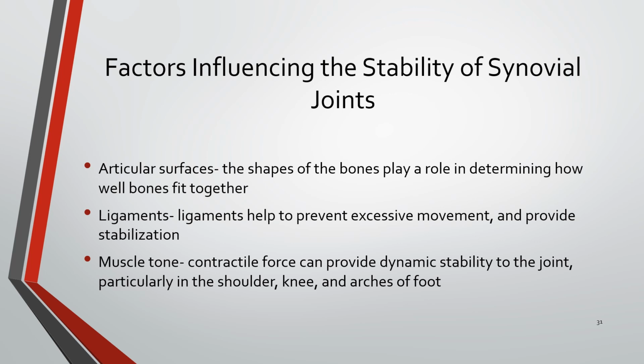The third factor that helps determine the stability of the joint is muscle tone. The contractile force can provide us with dynamic stability of the joint, whereas our ligaments provide us with more of a static type of stability. Muscle tone is particularly important in our shoulder, knee, and also the arches of the foot. Again, we'll talk in much more detail about how muscle tone plays an important role in these areas as we talk about each of the joints of the body. But muscle tone will play an important role in the stability of your shoulder and the stability of your knee.